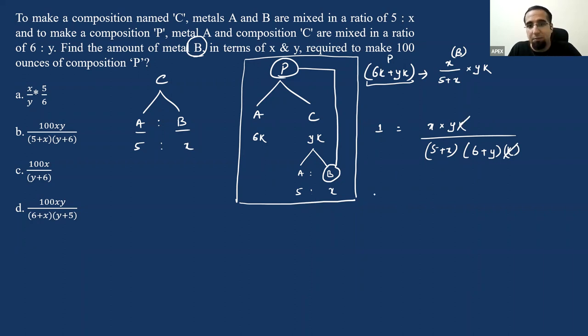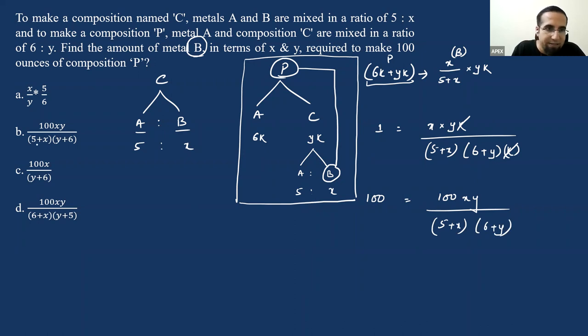If 1 ounce has this much, I need to calculate for 100 ounces of P, how much do I need? So I multiply this by 100. So 100XY. This becomes 5 plus X into 6 plus Y. So be a little careful. 5 plus X into 6 plus Y, and the numerator is 100XY, which is option B, because there's a slight confusion between B and D.